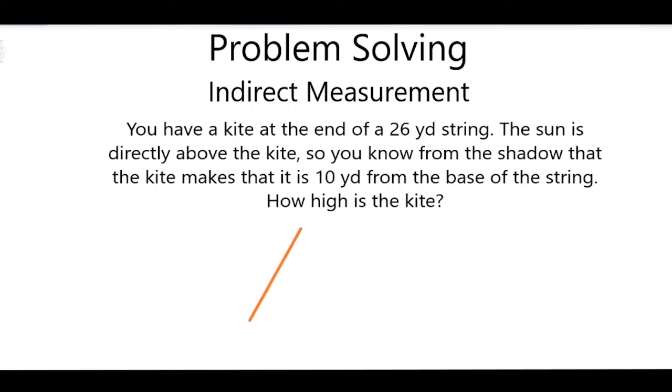So I know that my kite string is 26 yards, and the sun is making a shadow of the kite, so I know that it comes out 10 yards. So this is 10 yards, and the string is 26 yards. I need to know how far up is that kite. Well, this forms a right triangle, doesn't it? Well, our short side, or our short leg of our triangle, is 10. So that's A. B is actually the unknown here, isn't it?